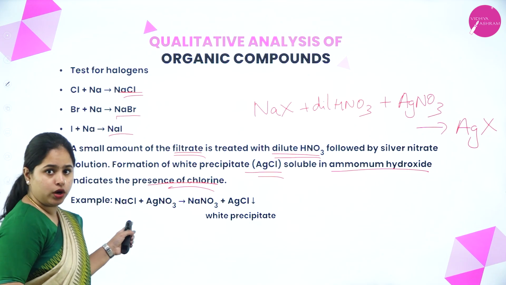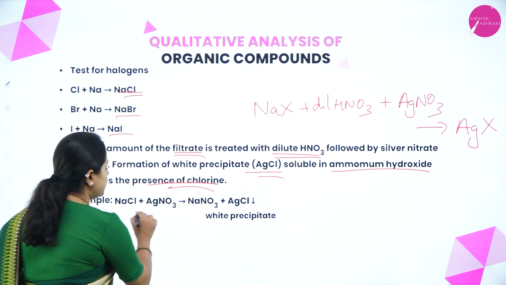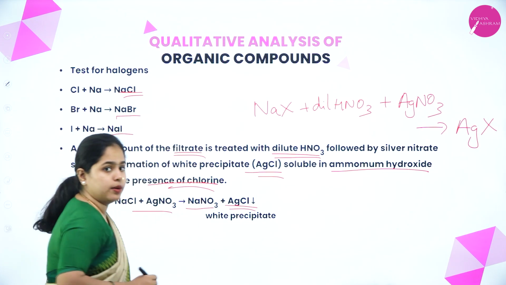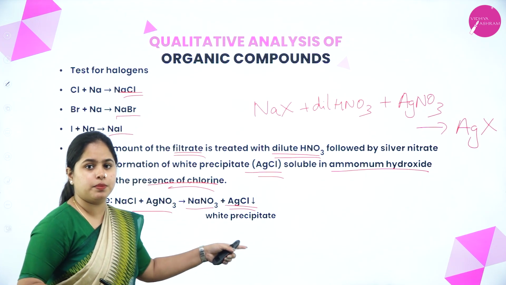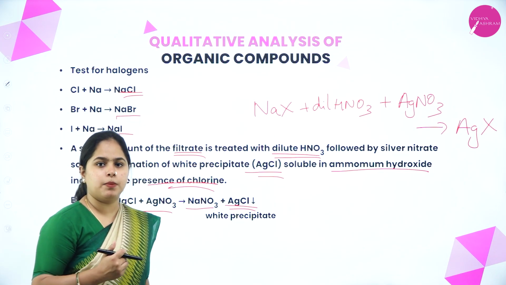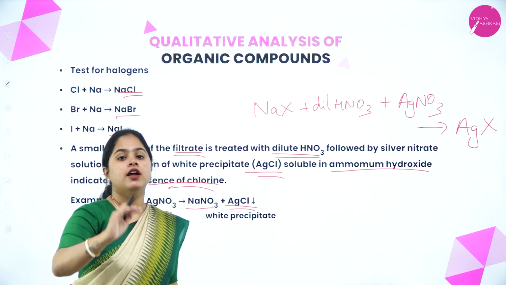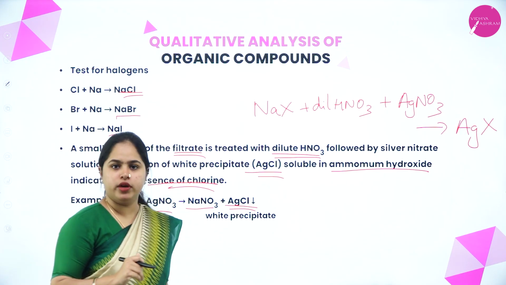So that means sodium chloride. If chlorine is present, when it reacts with silver nitrate, you will get NaNO3 and silver chloride. So this silver chloride, which is a white precipitate, indicates the presence of chlorine. And this white precipitate, that is silver chloride, will be soluble in ammonium hydroxide.